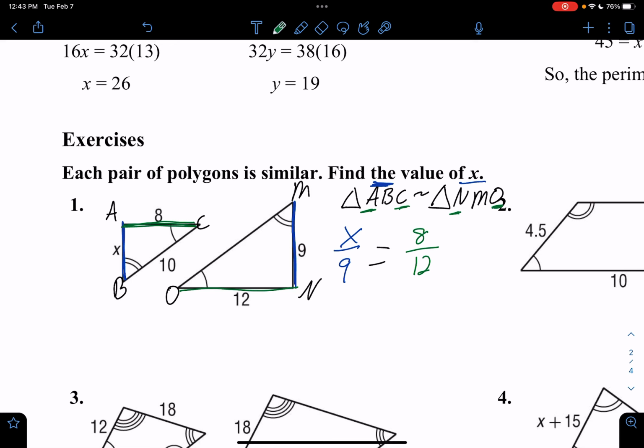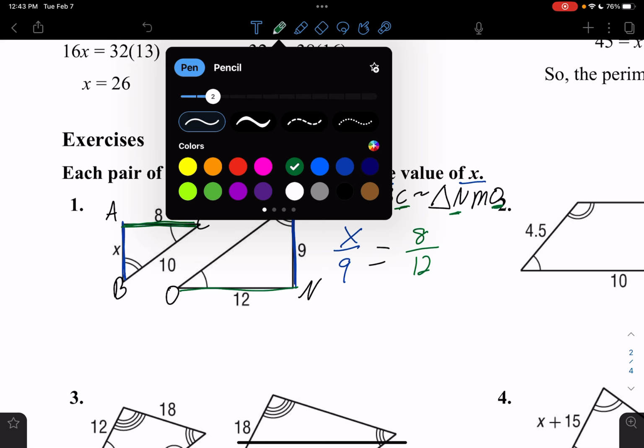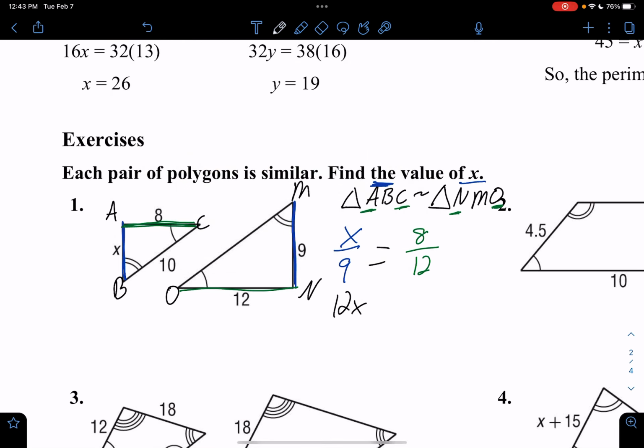So now we evaluate this. We do cross multiplication. In other words, we say 12x equals 8 times 9. 72 equals 12x. X equals 6. And you're basically done with it. You found the value of X.